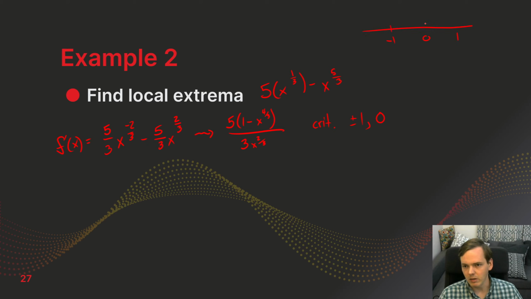You can imagine our number line here. So we need to pick a point that's less than -1, a point between -1 and 0, a point between 0 and 1, and a point greater than 1. So f prime of -2, pick a nice whole number. And if we plug that in and think about it, -2 to the 4/3 is going to be some number bigger than 1. So 1 minus that means we're going to get a negative number.